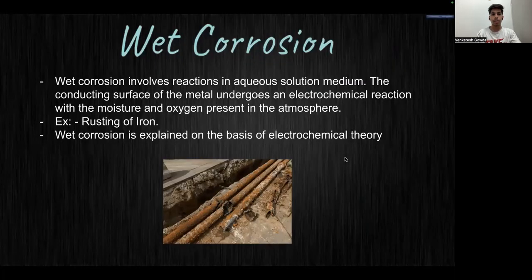Now we shall discuss wet corrosion. Wet corrosion involves reactions in an aqueous solution medium. The conducting surface of the metal undergoes an electrochemical reaction with the moisture and oxygen present in the atmosphere. For example, rusting of iron is an example of wet corrosion. Wet corrosion is explained on the basis of electrochemical theory. So this is how the rusting of iron, the example for wet corrosion, looks.